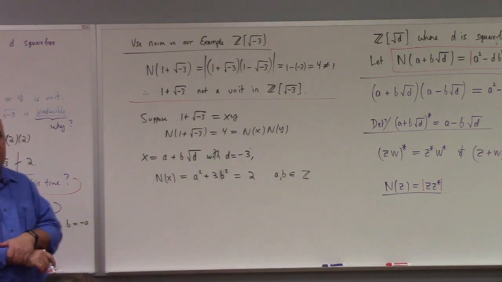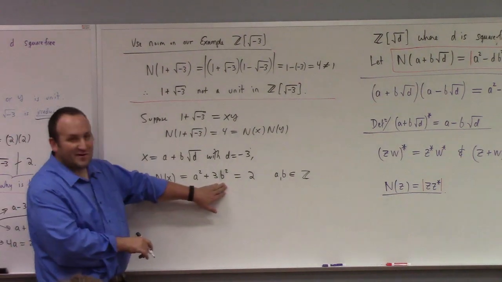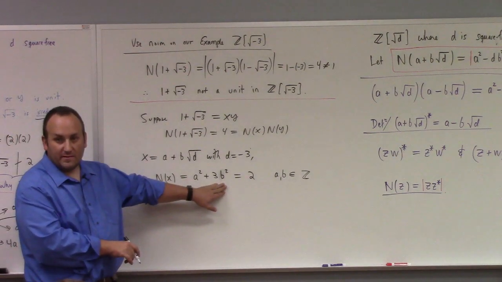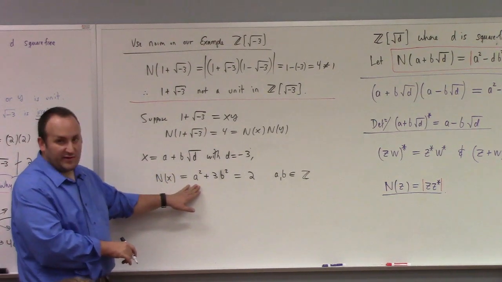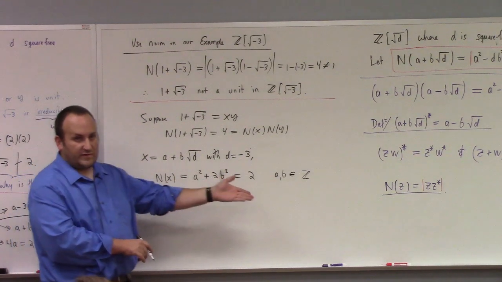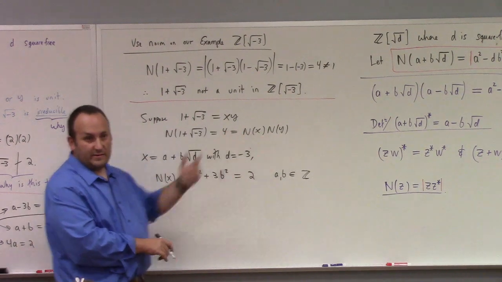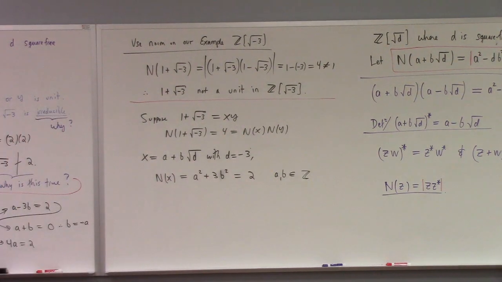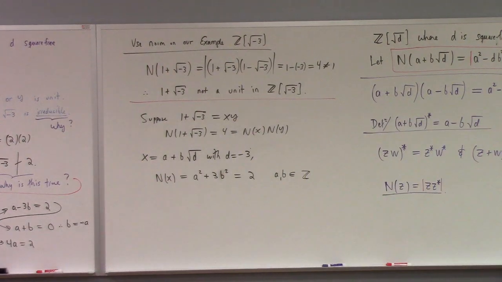Well, if we put b equals 0, that's kind of our only hope, right? Because if we have b non-zero, then we've got something larger than 2 here. And b equal to 0 gives me a squared equals 2, which has no integer solutions. So there's no such solutions. Therefore, there are no such x and y. Consequently, this is an irreducible element. So it's not a hard argument to see it's irreducible once you have this norm in hand.